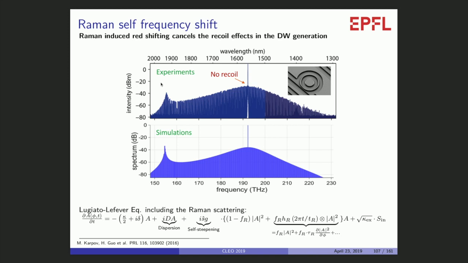And the subtle point is that this depends on which wavelength you pump. The Raman cross section has a dependence on wavelength, and if I'm not mistaken, it's inverse quadratic in wavelength. So if you go to shorter wavelength, it becomes stronger, and so it becomes subtle.